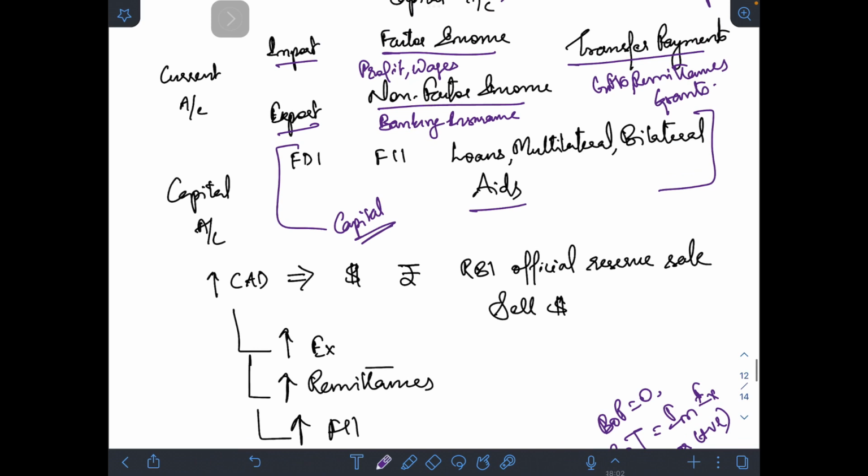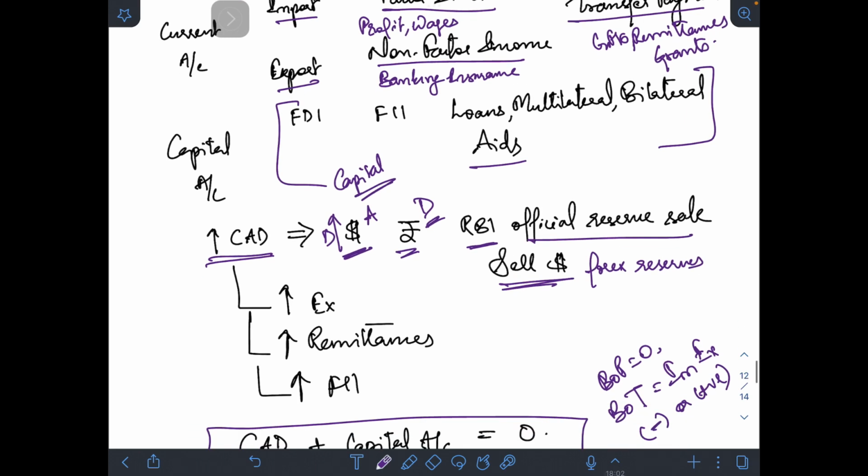Clear, people? Now, if the current account deficit is high, then what will happen? That means you're importing more than you're exporting. That means the dollar will be in more demand compared to the rupee, leading to appreciation of the dollar and depreciation of the rupee. With the dollar appreciating, who will intervene? RBI will intervene through official reserve sale. That is, RBI will take dollars from forex reserves and sell them into the market.